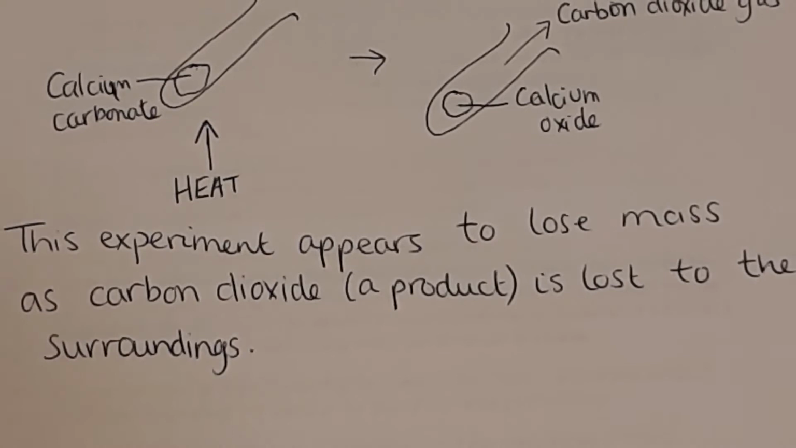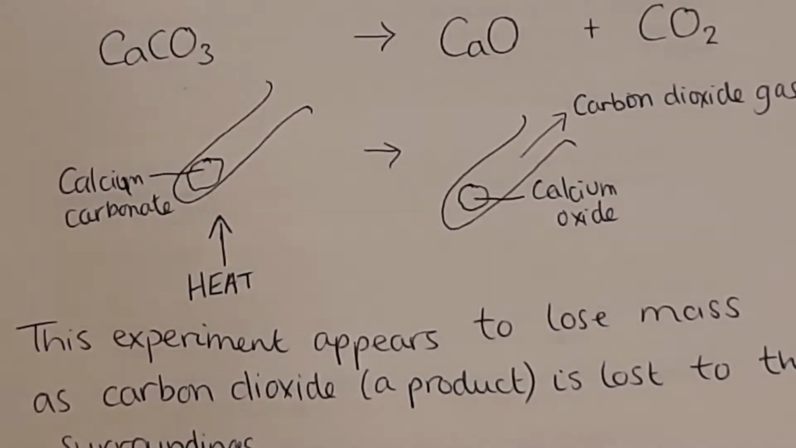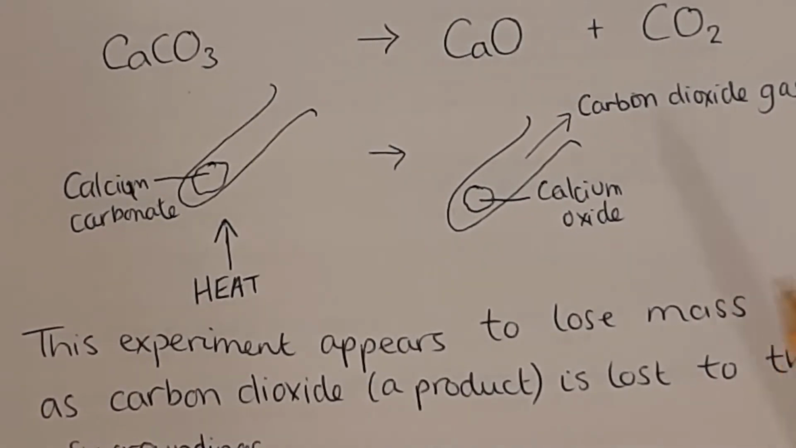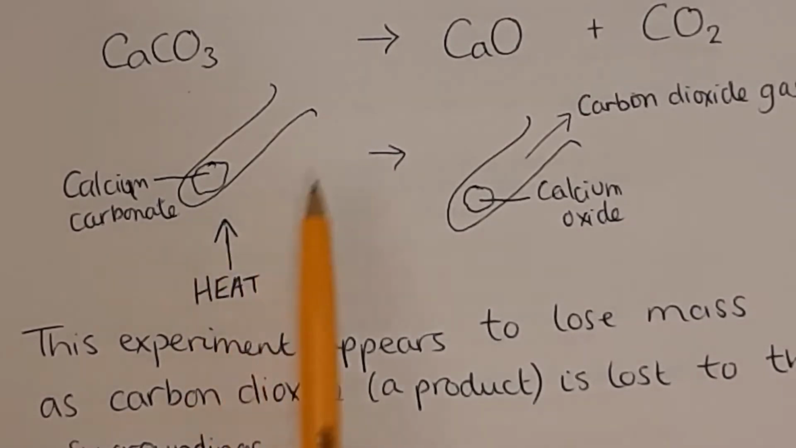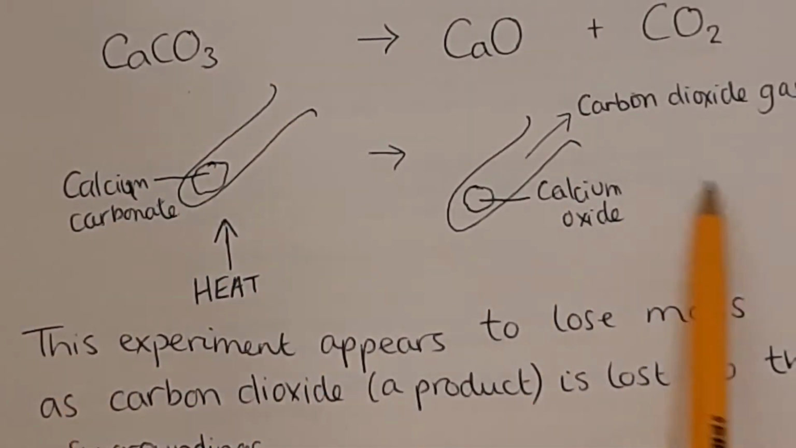So how could we prevent this from happening? How could we make it so that the products weigh exactly the same as the reactants? Well, we would have to trap the carbon dioxide gas, and we would have to then include that trapped carbon dioxide gas in our weight at the end of the experiment. If we did that, we would find out that actually the reactants and the products are exactly the same mass.